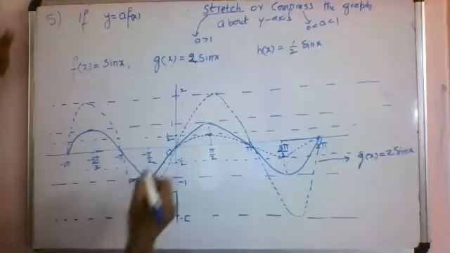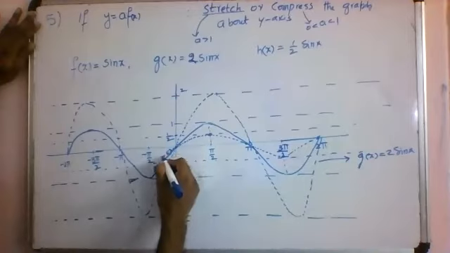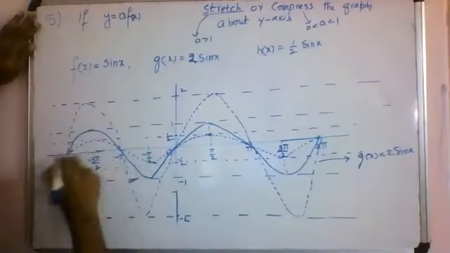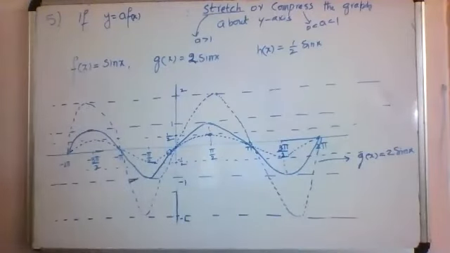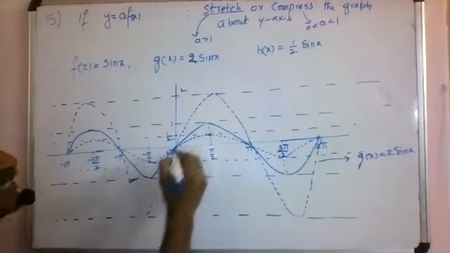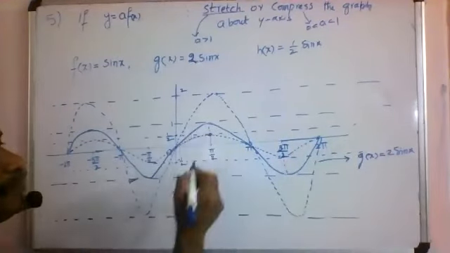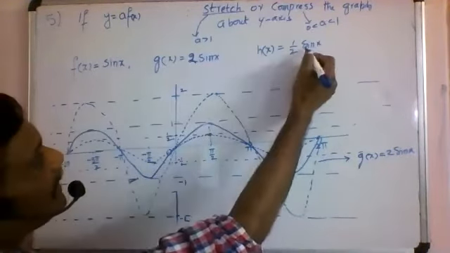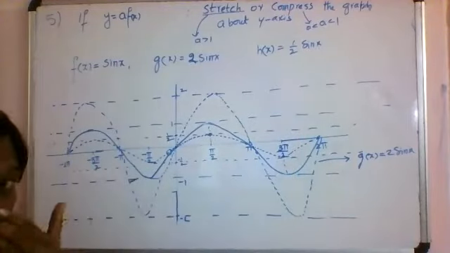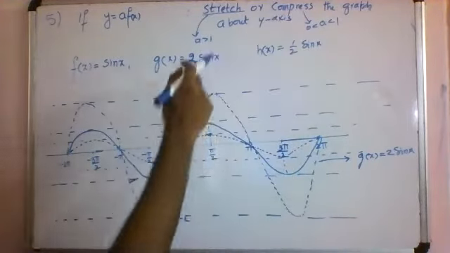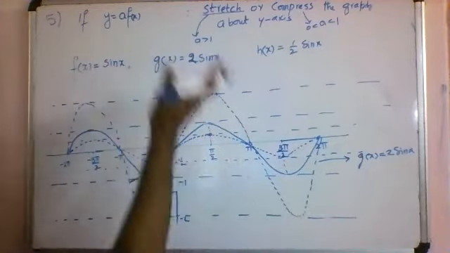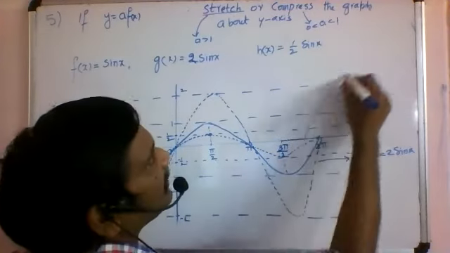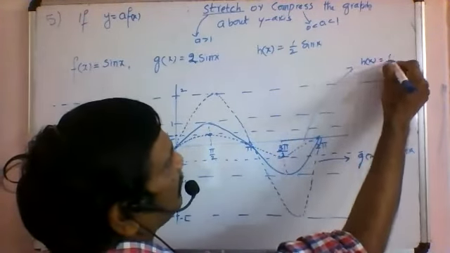The same way on this side: minus half, 0, plus half, 0. So what happened? Compression happened, no? This is the original graph. The original graph has compressed when you multiply sin x with a number less than 1. That's why compression will take place about the y-axis. It is coming up and down, which means it is about the y-axis. So this is your h of x, half sin x.